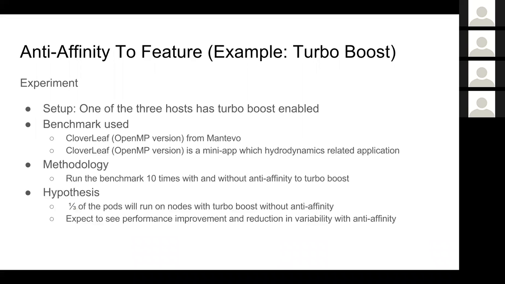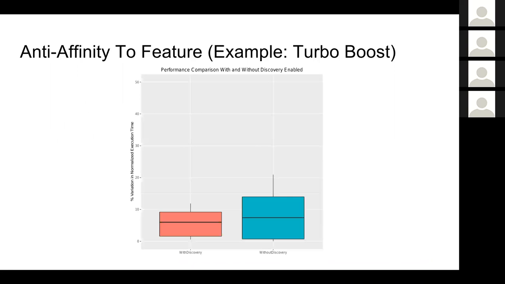Again, we run the benchmark 10 times with and without anti-affinity, and we show the performance here. It's a similar plot where the y-axis shows the percentage variability in normalized execution time, and on the left-hand side of the plot is where we use anti-affinity to a feature, and the right-hand side is without anti-affinity to a feature. You can see that there is some performance improvement as well as reduction in performance variability.